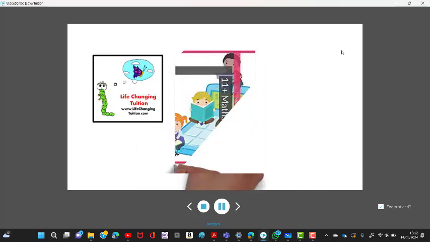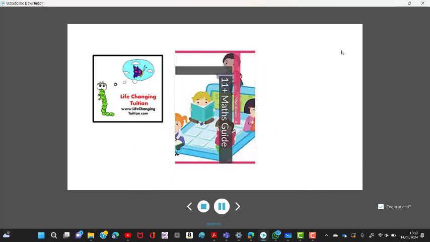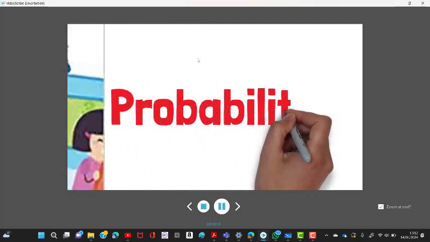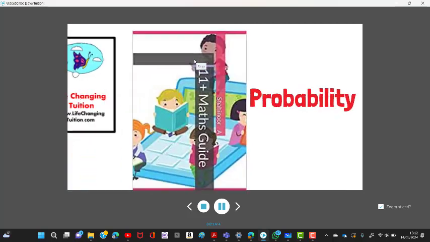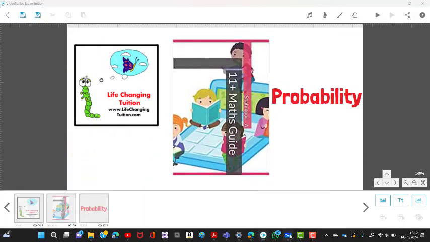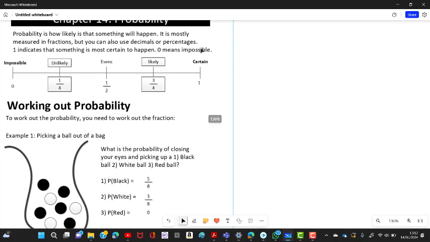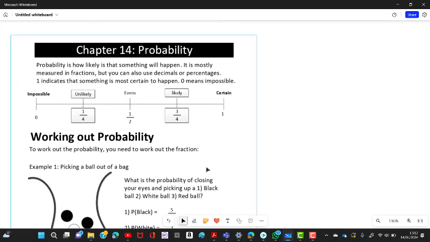Today we'll be covering the topic of probability, which is probably new to most of you because it doesn't really get covered in school. So let's jump straight into it. There's the whiteboard. Okay, the first thing we want to do is ask, what does probability mean? So let's define it.